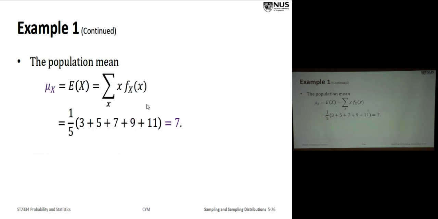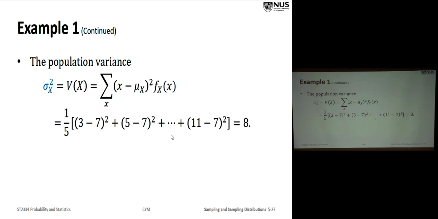Now the mean of this random variable, which has the notation E of X, is the sum over all possible values x of little x times the probability mass function. The probability mass function is 1 over 5 for x in the set 3, 5, 7, 9, 11. So the expectation is 1 over 5 times 3 plus 5 plus 7 plus 9 plus 11, which gives the value 7. You're going to see where we're going with this in a moment.